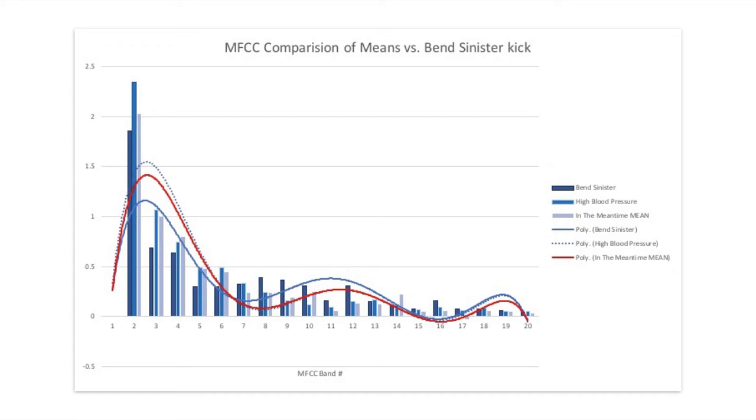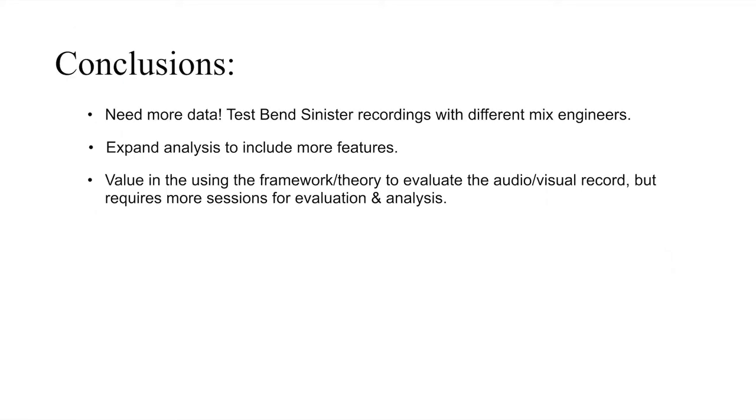Okay, great. So, conclusions. Need more data. Need to send off these Ben Simster recordings with different mix engineers so that within this larger sort of study, they'll be meaningful. There's also need to expand the analysis to include a few more features and make that a little bit more robust, because when you cherry pick like this, it's easy to find correlations that may not be there. You just need a broader set. So we'll be working on that.